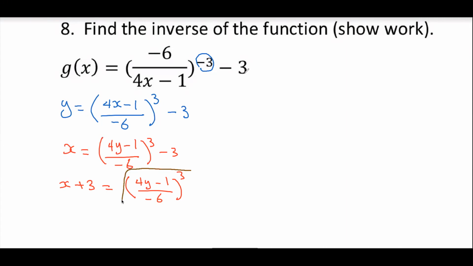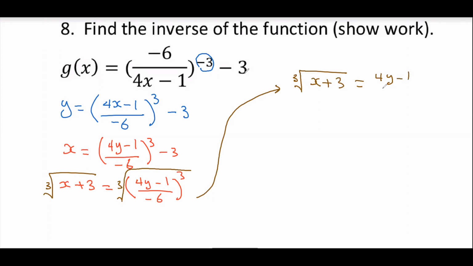Cube root both sides to get rid of the cube in here so that we could start isolating the y that way. So when we do this, we're going to get the cube root of x plus 3 equals 4y minus 1 over negative 6. Of course, the cube root here will cancel the cube. I'm going to take this negative 6 and cross multiply it to here. So the negative 6 is just going to go right there.